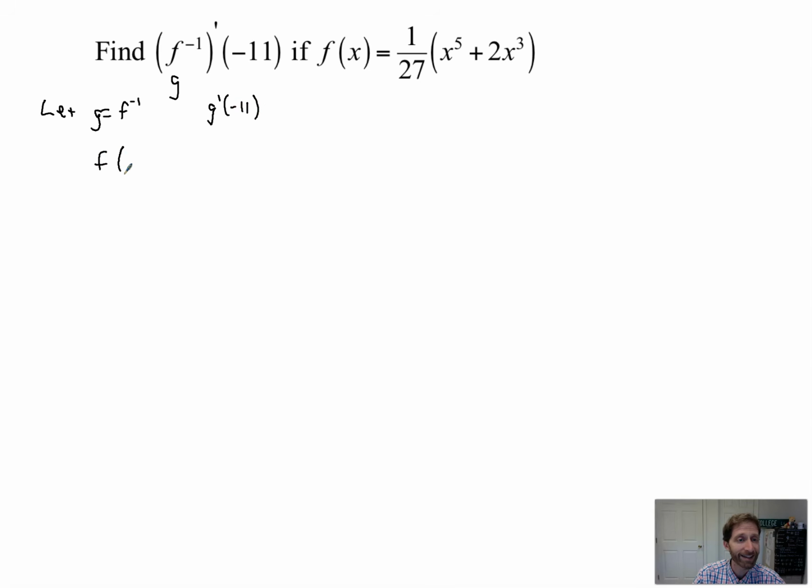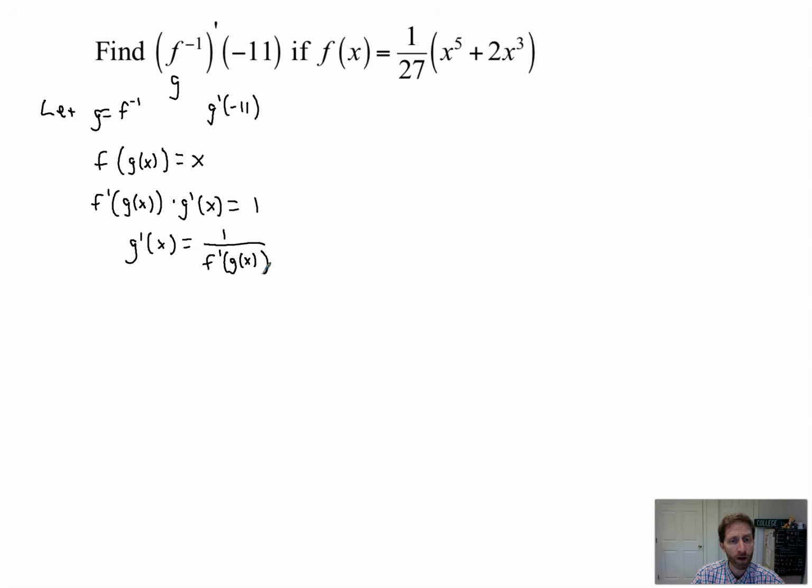I'll start out again. The same idea. F of g of x is equal to x. The derivative is the derivative of the outside times the derivative of the inside, g prime of x. And that's equal to the derivative of x, which is 1. G prime of x is equal to 1 over f prime of g of x. All right, so now from here, all I've got to do is plug in negative 11, because that's what I'm asked to do next. I want g prime of negative 11. So g prime of negative 11, we'll keep going until we hit a dead end here, is 1 over f prime of g of negative 11.